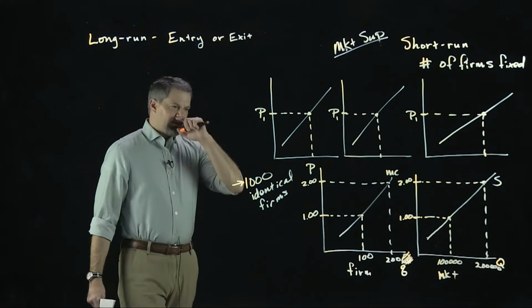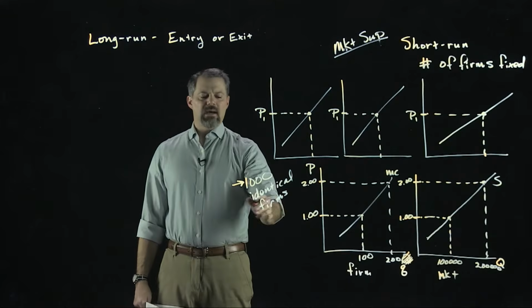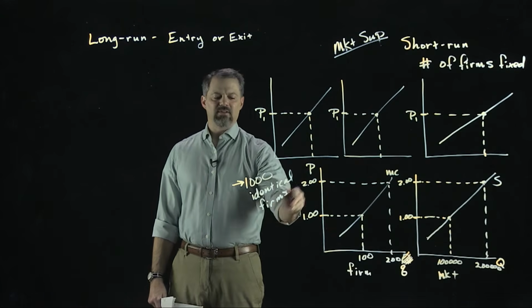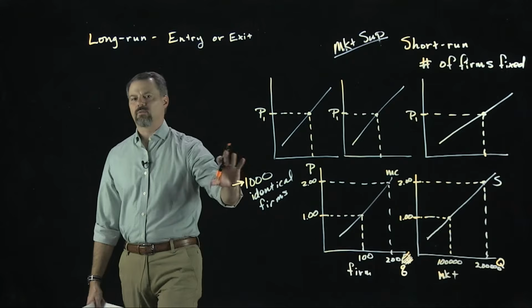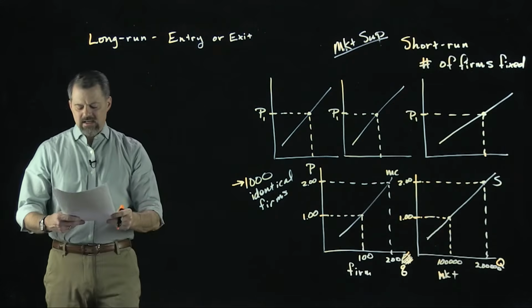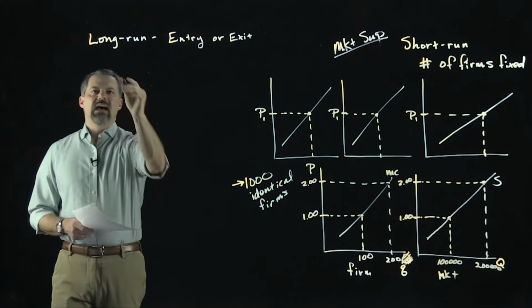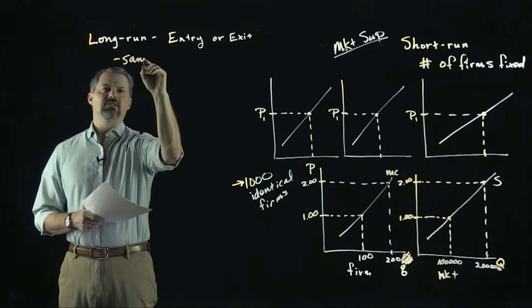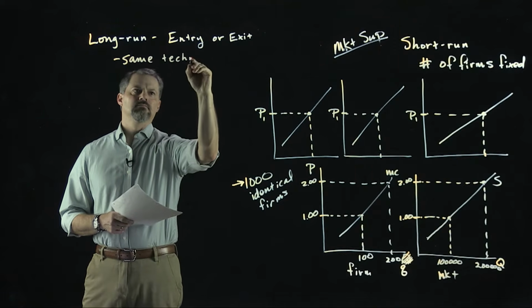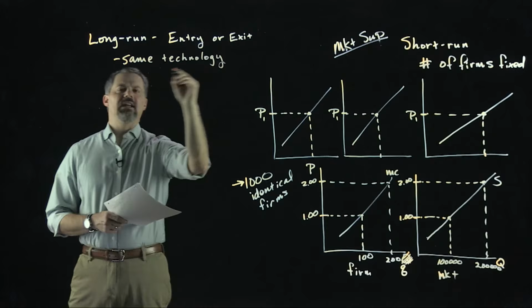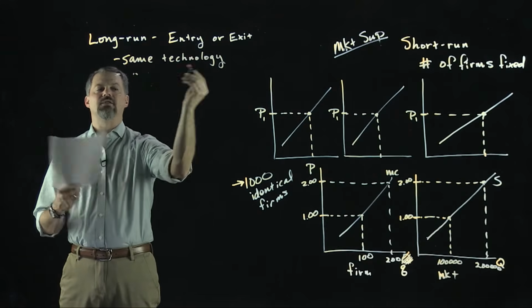So now let's make this as simple as we can. We're going to make an assumption that's kind of similar to this identical firm assumption, but we're going to relax it a little bit. So let's suppose that all firms have access to the same technology and they're going to have access to the same markets for inputs.